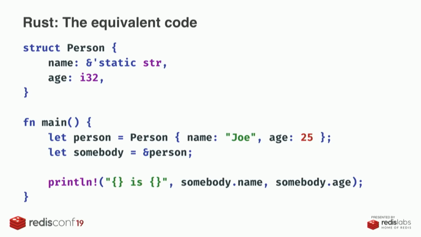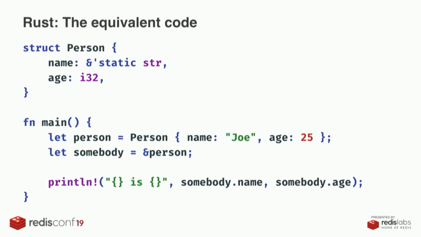And then we look at the main program. First of all, Rust has type inference. So we don't have to tell everything what the type is. We can just say let person be an instance of a person. And we can say let somebody be a reference to that person. We don't have to say the type of somebody is a reference to a person. We can do that if we want, but we don't need to. The compiler does type inference, which makes it very readable and easy to write code.